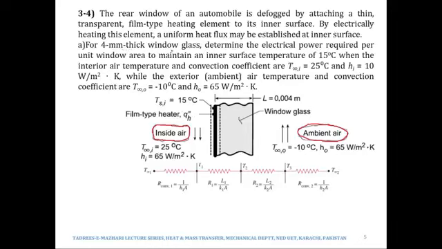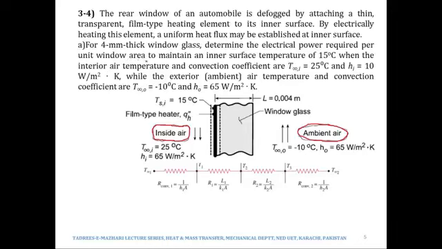Now for a 4 millimeter thick window glass, it is the same glass that was in the previous problem, with the exception that over there fog was being removed by blowing hot air, whereas over here the fog is being removed by this thin film type heating element. Determine the electrical power. So where is electrical power coming in? It is coming into the film type heating element. So we have to determine the electrical power required per unit window area.